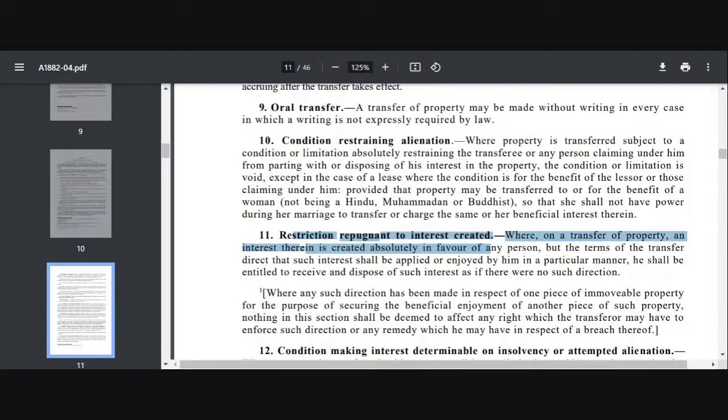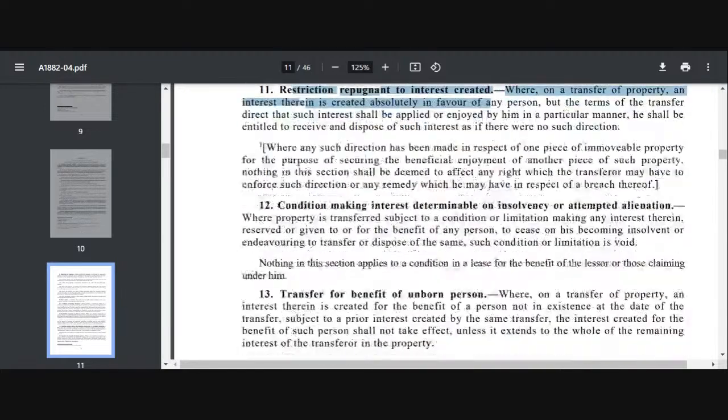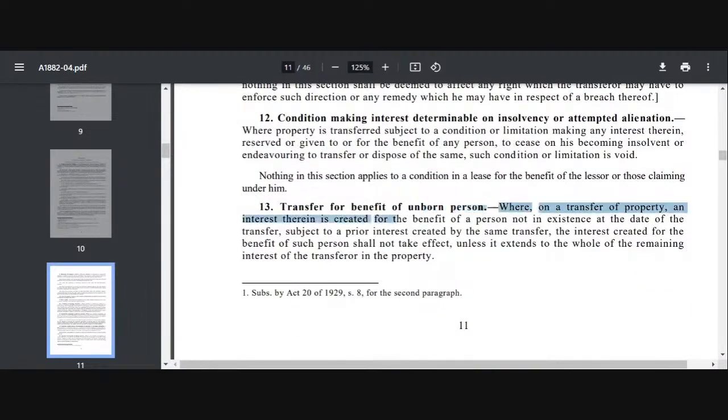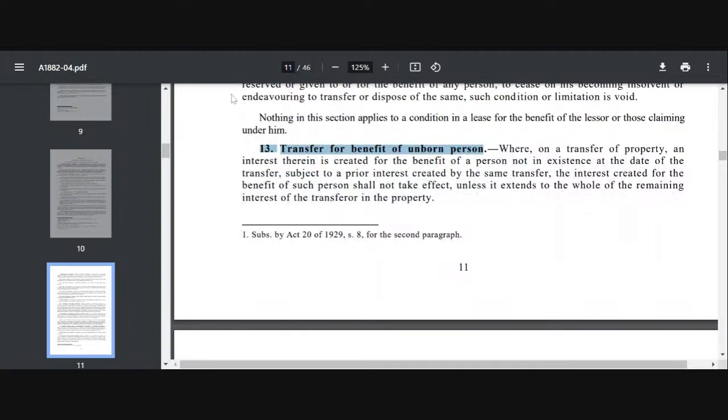Section 12 I'm skipping, right? Come to section 13, which is very, very important again. Section 13 is very, very important. So I'm talking about all those sections which are important with respect to your exam. So I told you about section 3, I told you about section 5.